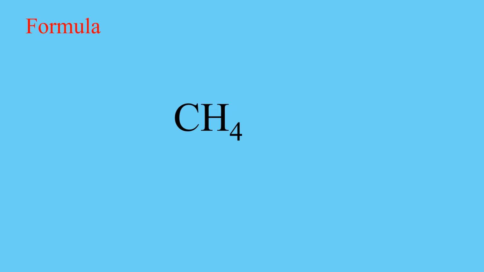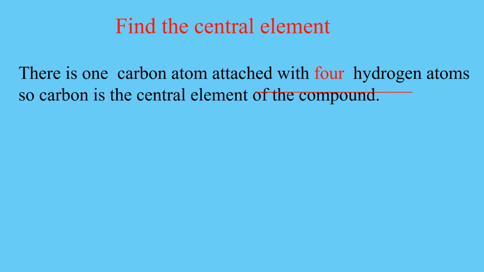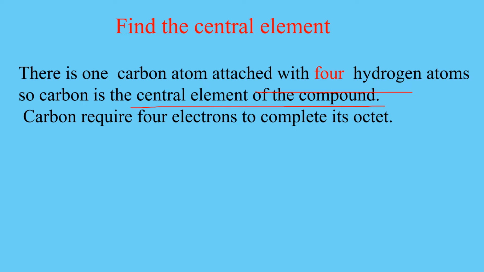The chemical formula of methane is CH4. So in methane, one carbon is attached with 4 hydrogen atoms. So there is one carbon atom attached with 4 hydrogen atoms. So carbon is the central element of the compound. Carbon requires 4 electrons to complete its octet. So there are 4 electrons present in the outermost shell of the carbon atom.